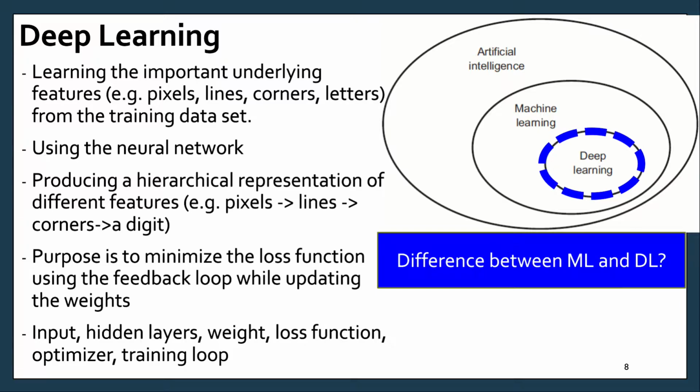And then it uses the neural network, as I mentioned, to produce a hierarchical representation of different features: the pixel, lines, corners, a digit. Also, one of the purposes is to minimize the loss function, right? Using the feedback loop while updating the weights, it will keep trying to train its own model, the neural network, through getting the loss score from the loss function. The loss score will then be used by the optimizer so that the optimizer can update the existing weights, and we keep training the data until we get a good fit.